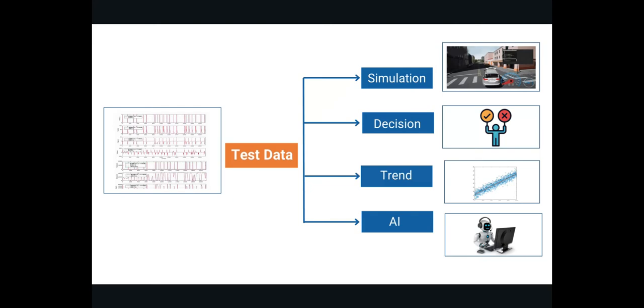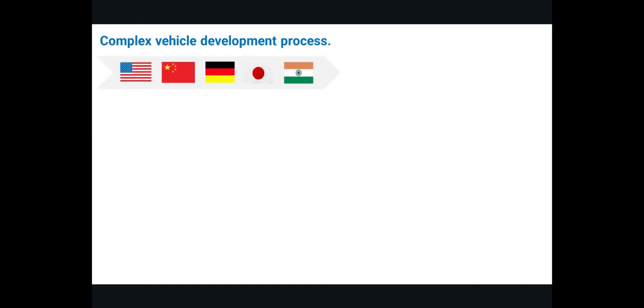Why is that? Why does such valuable data stay hidden away from engineers? The reason is that vehicle development is a very complicated process with many groups and people working together. So, let me tell you about one example. The case of a typical vehicle maker.